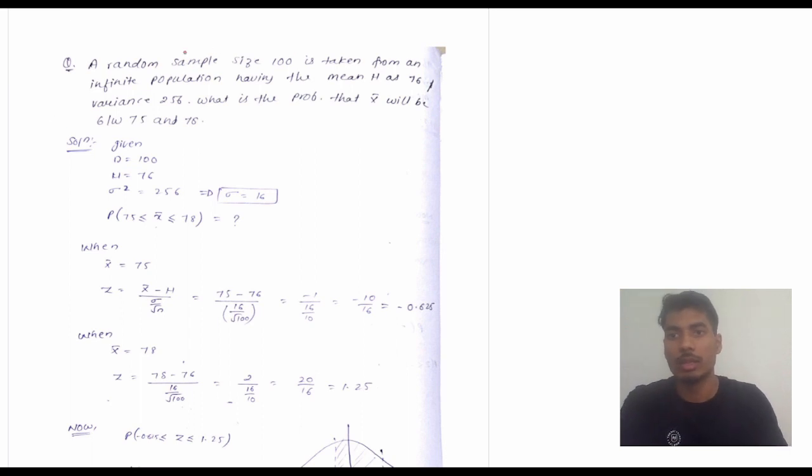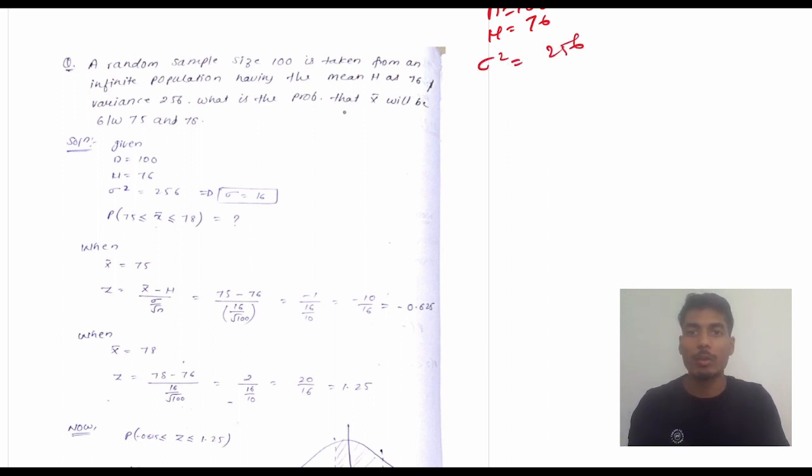Now see this question. A random sample of size 100, means n equal to 100, is taken from an infinite population. Infinite population means sigma x bar equal to sigma by root n. Having the mean as 76, and variance is 256, means sigma square is 256.